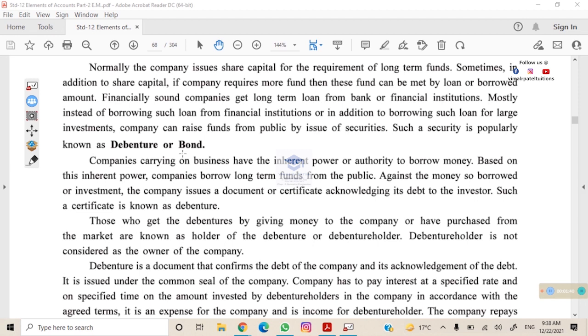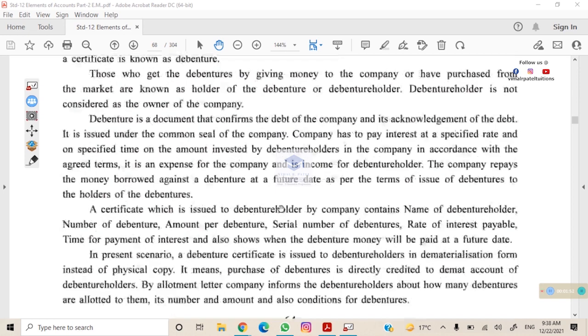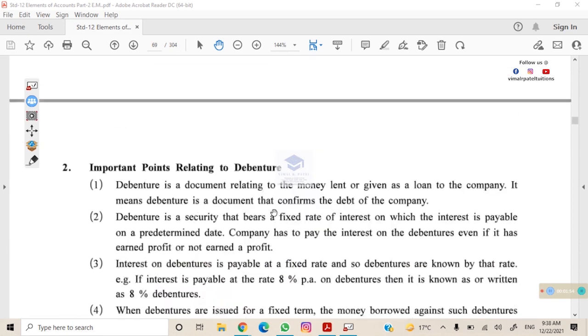Debentures are also known as bonds. What we refer to as debenture in India, in the US is known as bonds. Bonds are a form of debenture generally issued by government or government company for a certain project. Now, debenture is a document relating to money lent or given as a loan to the company.